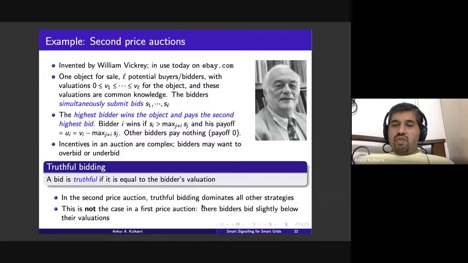Since then, second price auctions have become very, very popular. Vickrey also got the Nobel Prize for his work and so on. Okay. Now, as I said, this is not the case with the first price auction. There, bidders tend to bid slightly below their valuation. They actually underbid their valuation.